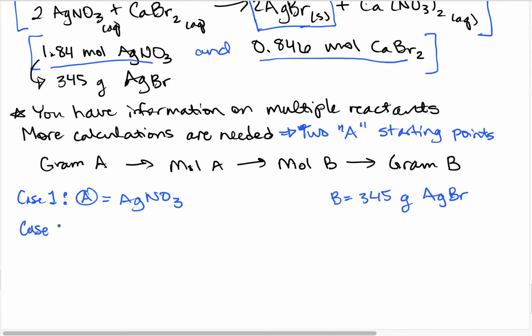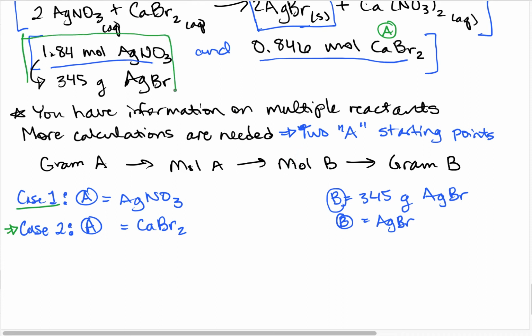But in a limiting reagent problem, we always have to do it more than once. This time in case 2, our A is calcium bromide, and our B is still AgBr. Okay? So we're going to set up this problem. If we look at where we are, A is calcium bromide, because we're ready to go with case 2. We just already did case 1 in our previous video. We don't have to repeat it because we have this number. So this is case 1.